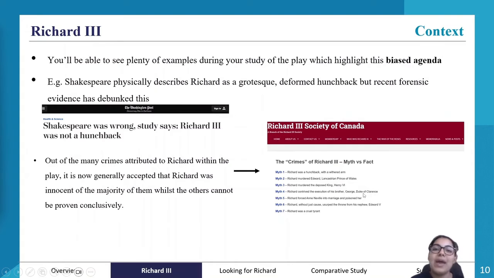Again, the first soliloquy is not really about George, but about his plans to get George killed so that he gets a step closer to the throne. Now we know that he didn't even do that. Richard forced Anne Neville into marriage and poisoned her. We know that's not true, though the play shows Richard manipulating and wooing Anne. Richard, without cause, usurped the throne from his nephew Edward V, and Richard was a cruel tyrant. All of those are myths.